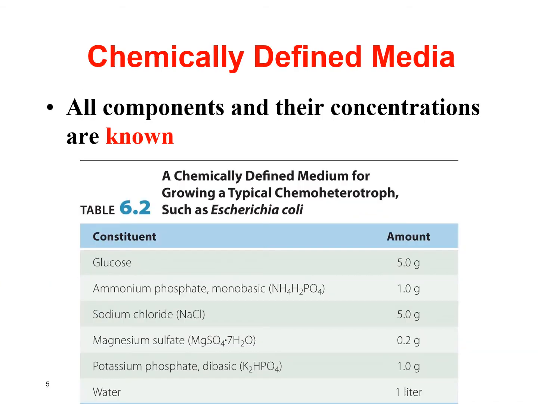The next way to classify culture media is based on chemical composition. Chemically defined culture media just means that for all of the components, you know exactly what's in there and the exact amount. So you can see in this particular chemically defined media, you can see all the chemicals there, you know exactly what it is, and you can see the exact amounts there.